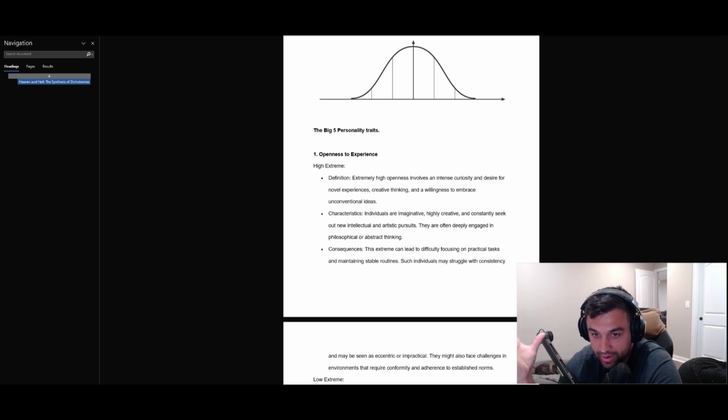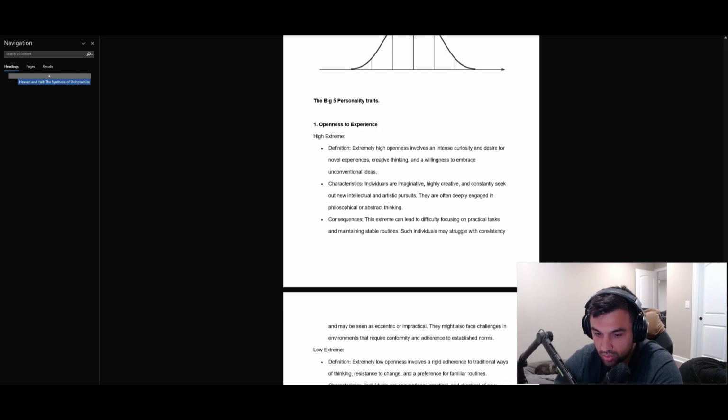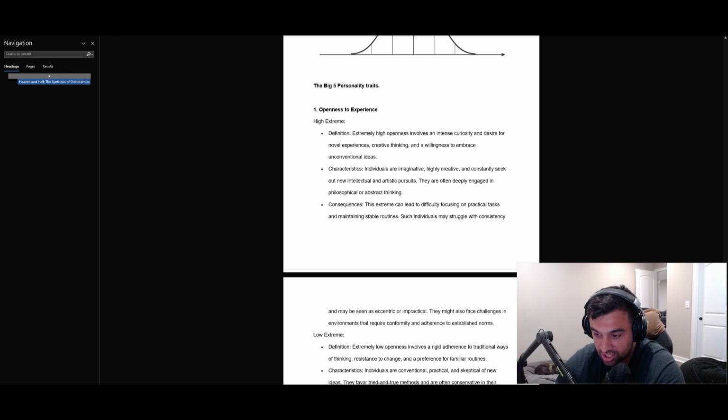But this comes with consequences. If you're extremely right hemispheric, let's say, or you're extremely high in openness, you have a difficulty focusing on practical tasks and maintaining stable routines. You struggle with consistency in your life. You want to constantly change jobs. You want to constantly change interests. And you may seem eccentric or impractical. And you might face challenges in environments that require conformity and adherence to established norms or repetitive tasks. Someone who's extremely high in openness would die if they worked at a factory where they were doing repetitive tasks over and over again.